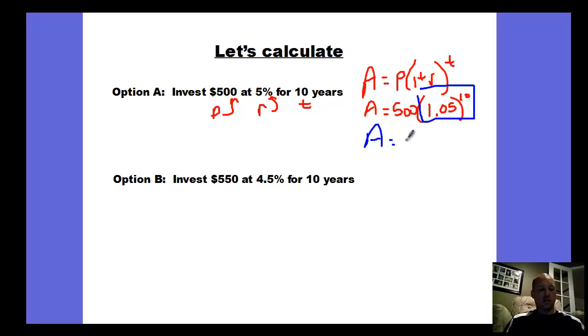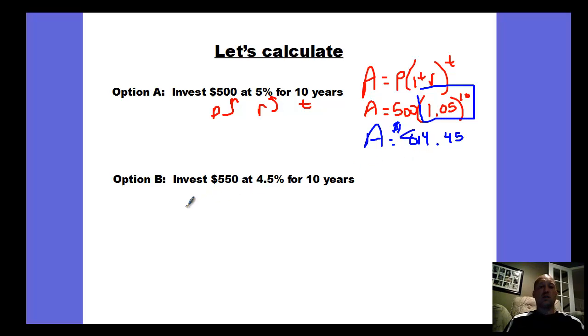So if we do that, we find it's 814.45, and that'd be dollars. So you have 5% interest for 10 years. You'd have $814.45 after the 10 years.